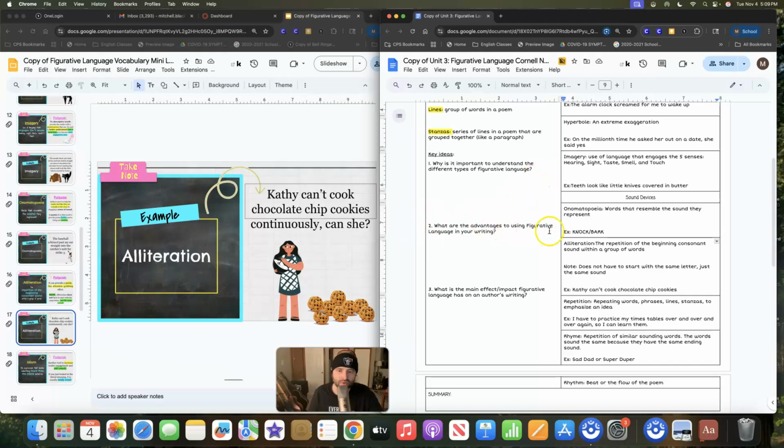What are the advantages of using figurative language in your writing so your writing's not boring, right? What is the main impact figurative language has on an author's writing? It impacts the tone, right? When I say a snarling dog has yellow, sharp knives for teeth, it makes the story to me scarier than when I say the dog was barking at the cat. I don't find it as frightening. Not to say I'm not so worried for the cat either way, but I'm more worried when I know that the dog has knives for teeth. So just keep that in mind.